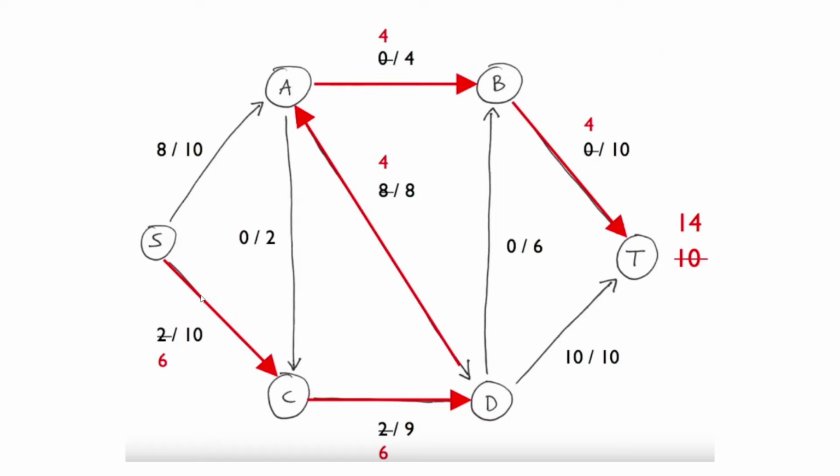You find the bottleneck capacity that is greater than 0. In this case, it would be 4. You then update all the edges on the graph, including the backward edge. You can kind of think of this as redistributing the flow.